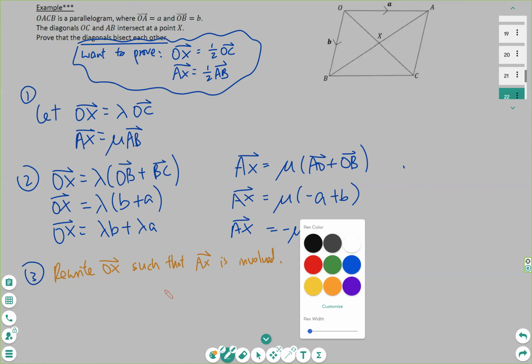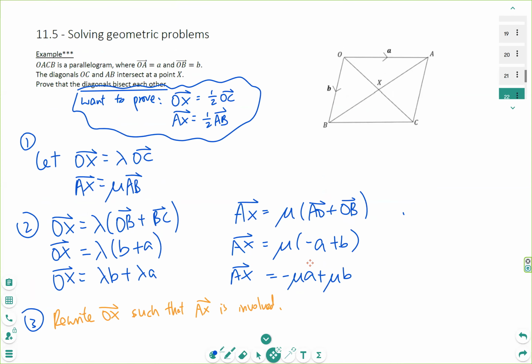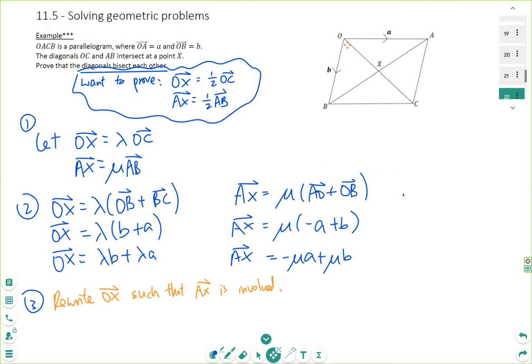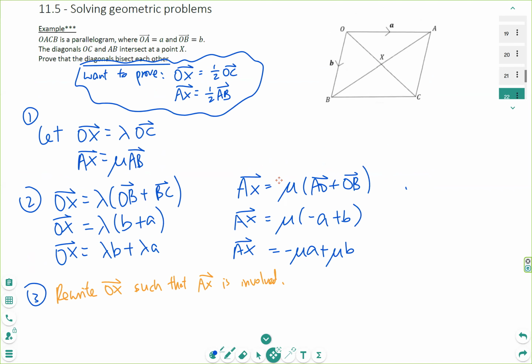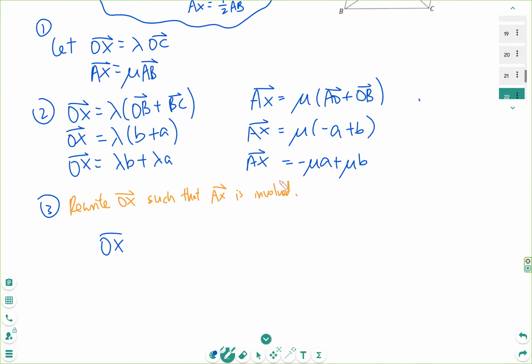So we don't want to rewrite OX such that AX is involved. How? Well, OX, we could write OX equals OA plus AX. That's the only way. Or, well, if you really want to, you can go OB plus BC plus CA plus AX. But we need the AX involved. So OX equals OA plus AX.